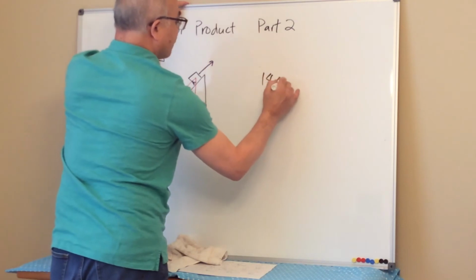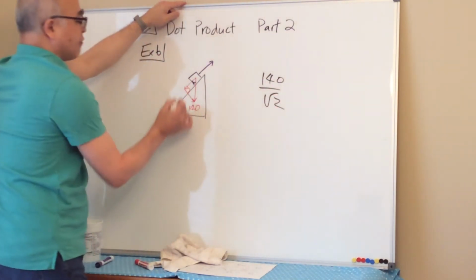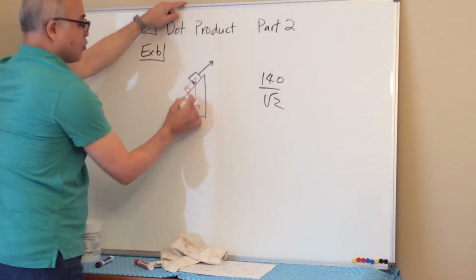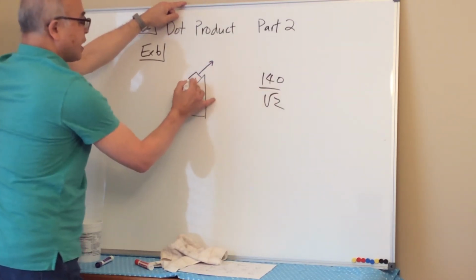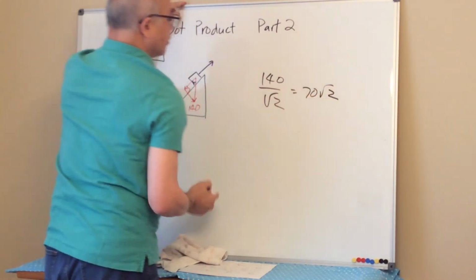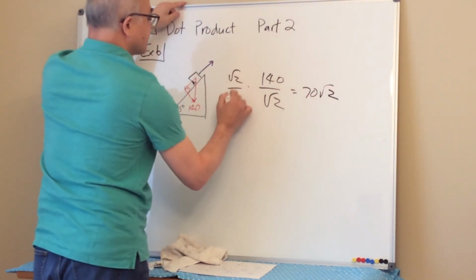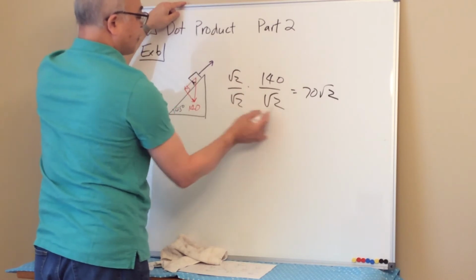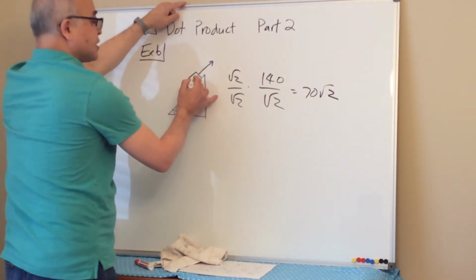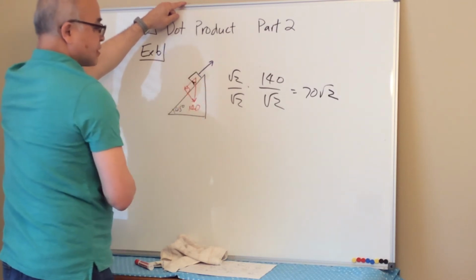It is 140 divided by root 2, right? Because I have 1 to root 2. So this is 140 down here. So this guy here is 70 root 2, because I can do this, right? That would be 2, and divide that, I get that. So this magnitude here is this.